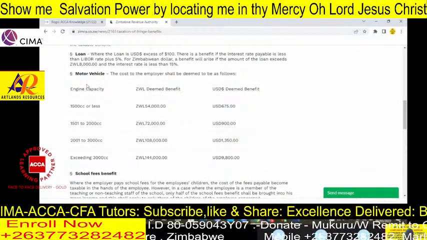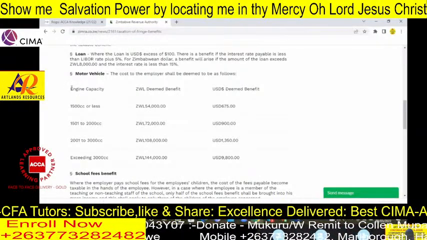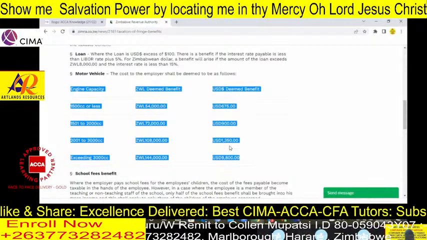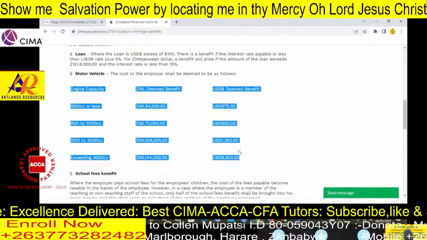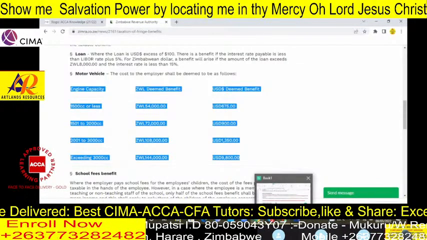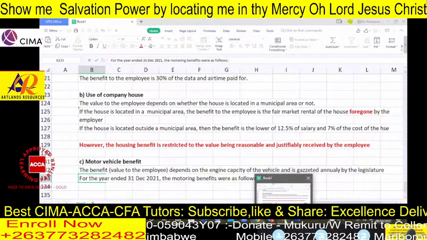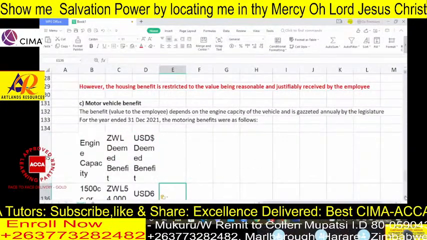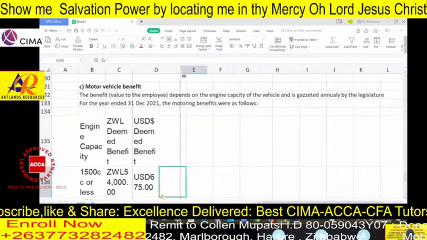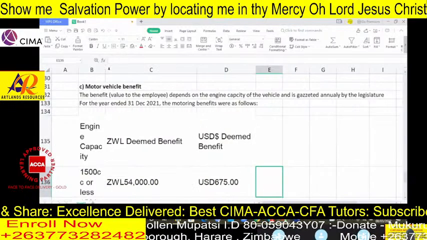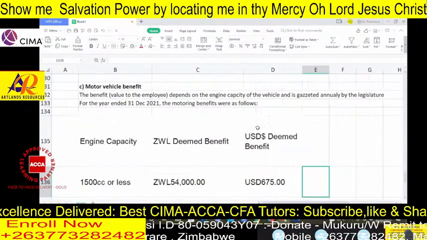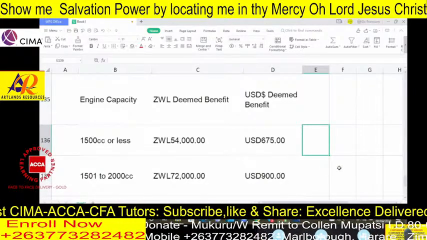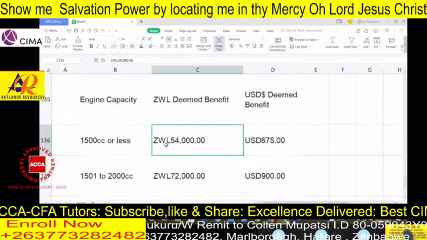Let me see if I can copy and paste. Some are in US dollars, some are in Zim dollars, because the payments are being paid in a variety of currencies. You can see it's pasting in a very strange way, but for the purposes of what we intend to do, we are not disturbed. I just want you to notice that the benefits depend on the engine capacity of the vehicle. This is in ZIM dollars, this is in US.